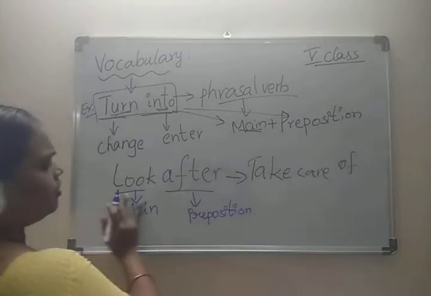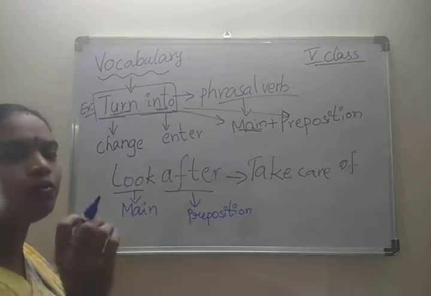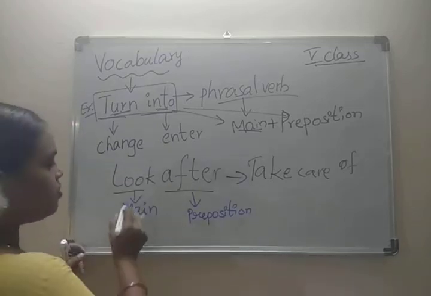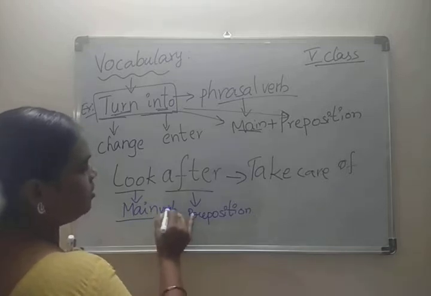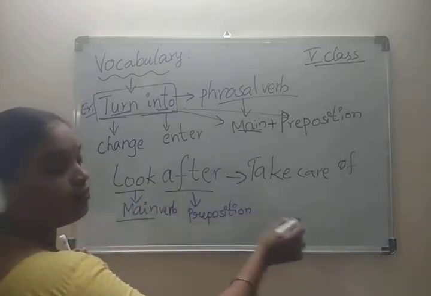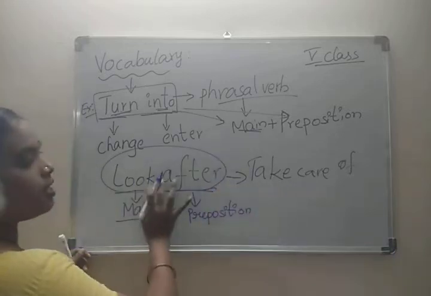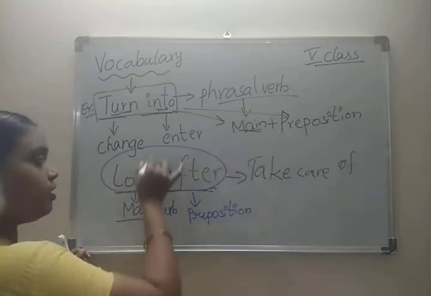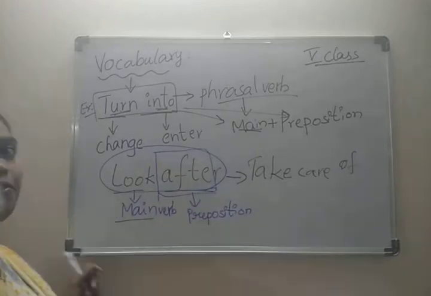Small words. What is the main verb? After is the preposition, a small word. So main verb and preposition. So look after, its total meaning is taking care of. It has its own meaning, but individually each word has a separate meaning. This is about phrasal verbs.